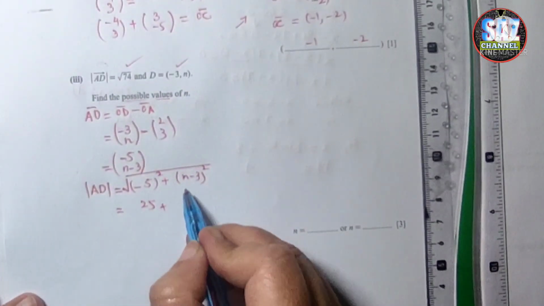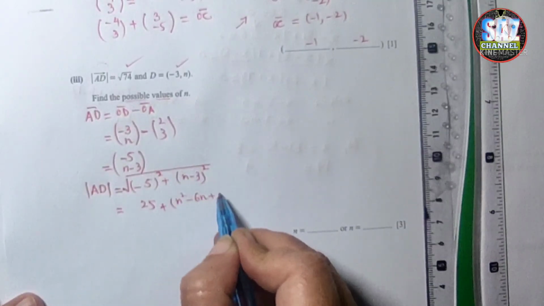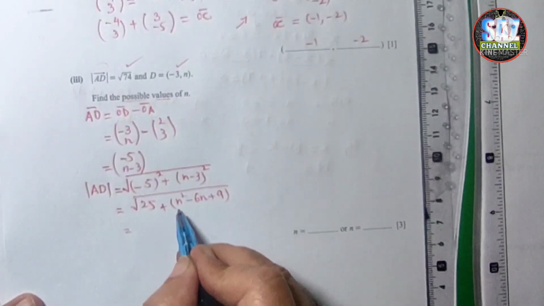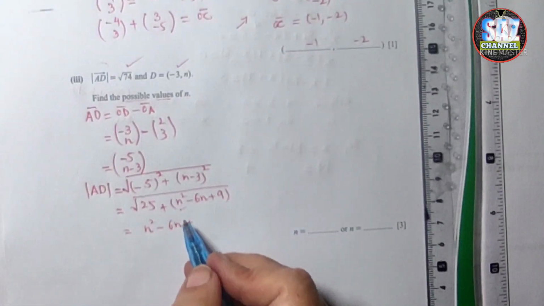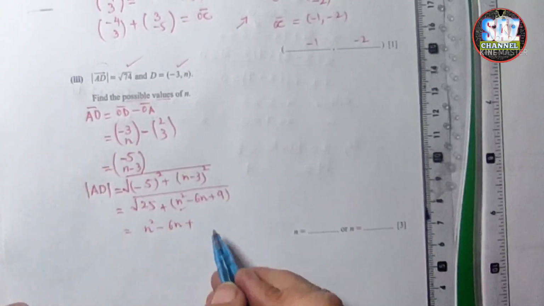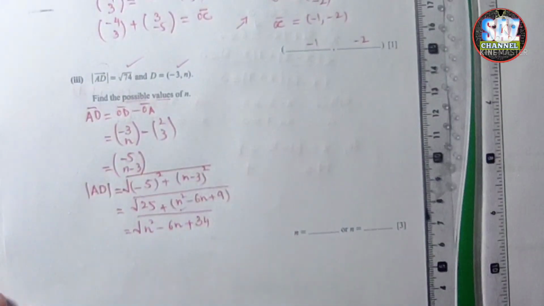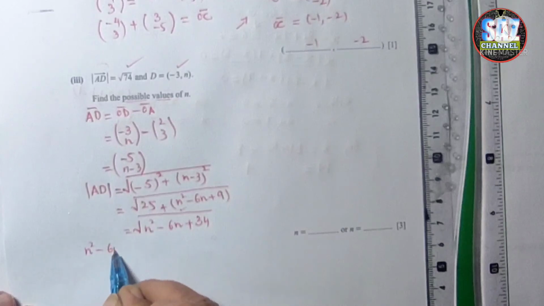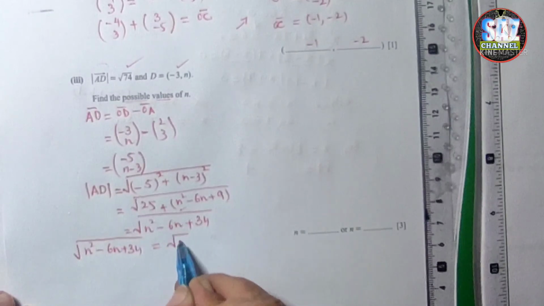Here again we have to use the algebra. n square minus 6n plus 9, and I have to put the square root symbol, and this is giving me the square root of n square minus 6n plus 25 plus 9, which is 34. 25 plus 9 is 34, and the given answer of AD is square root 74. So square root of n square minus 6n plus 34 equals square root 74, which is given at the top.